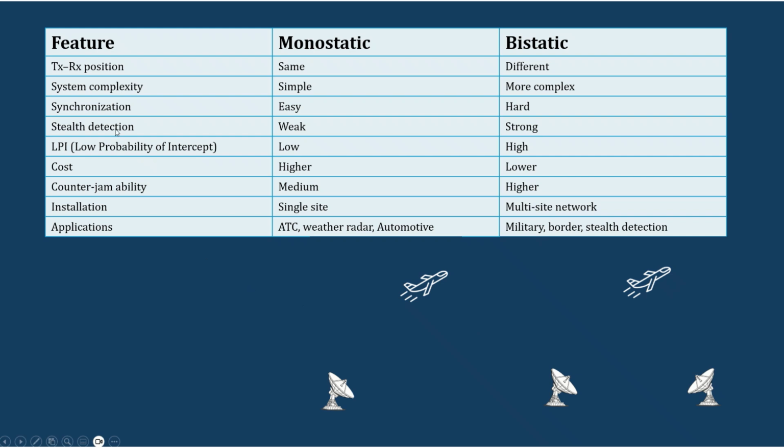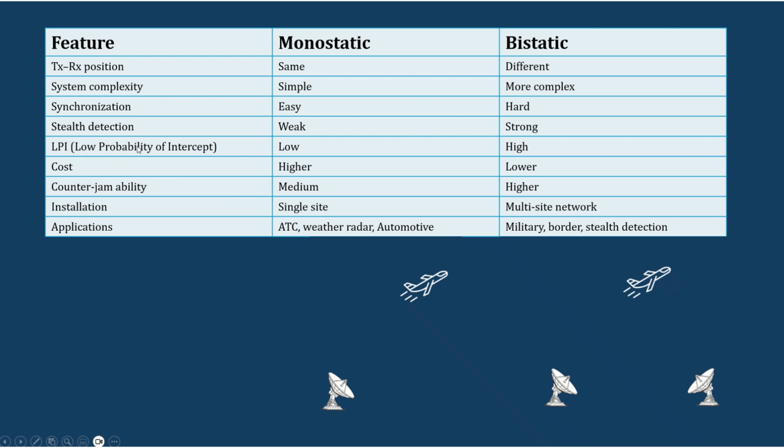And in this case, the stealth detection we can say is weak, because if the target is based on stealth technologies, there won't be any waves coming back to the radar. So the stealth detection is weak in this case. But in the bistatic case, the stealth detection is strong because the scattered signals can be received by this bistatic radar.